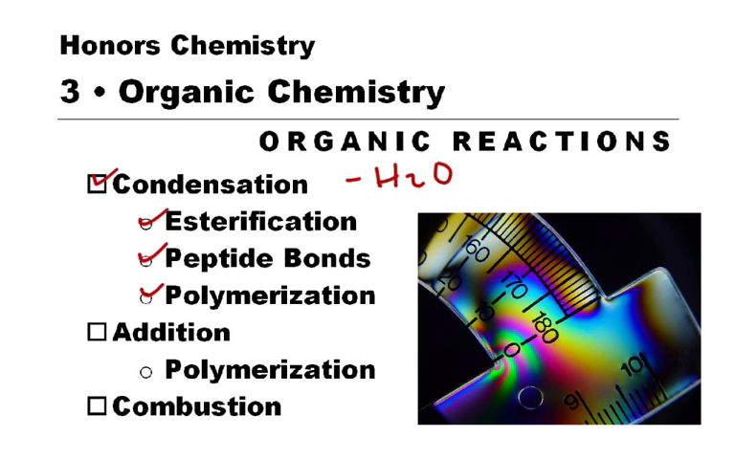And you can also use that to do polymerization, in order to make long chain molecules. The second kind is called addition polymerization, and addition is going to happen when you have a double bond. You can do that for polymerization, but you can also just add something to the double bond. So we'll see a couple of cases of that. And the third thing is combustion, which is just another name for burning.